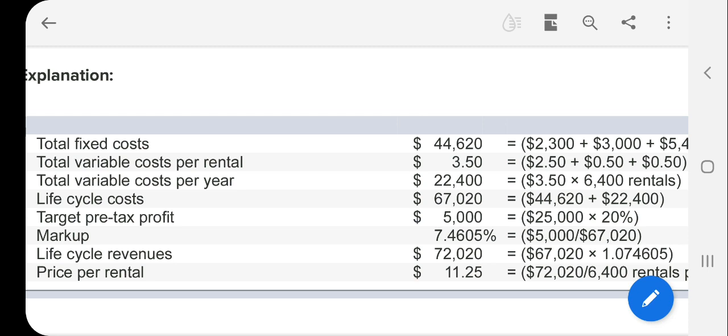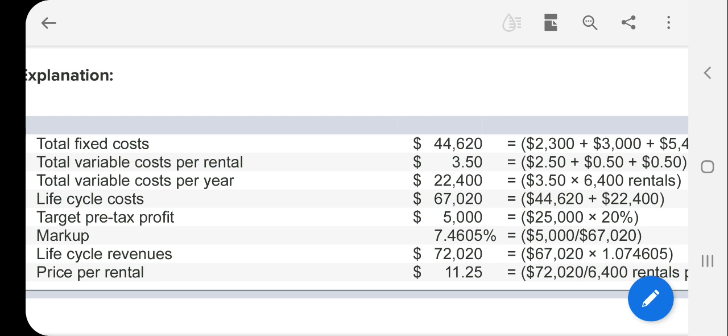Now you know the life cycle cost or the total cost for 1 year. And then you calculate the pre-tax profit. The pre-tax profit that the business wants is 20% of the asset. So the invested assets is 25,000 times 20%. The target pre-tax profit is 5,000. So that 5,000 is the markup. It means that the business wants 5,000 profit.